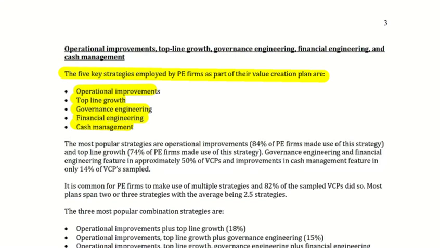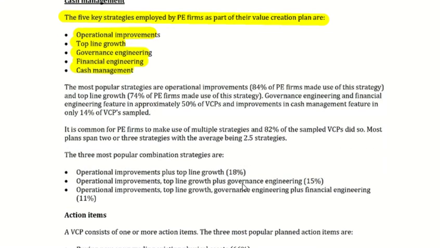And as mentioned, guys, there's going to be a lot of technicalities and data we've got to go through. The most popular strategies are operational improvements, with 84% of private equity firms using that particular strategy, and top line growth, with 74% of private equity funds incorporating that strategy. Governance and financial engineering, about 50% of plans take that into account, and very few take into account cash management.